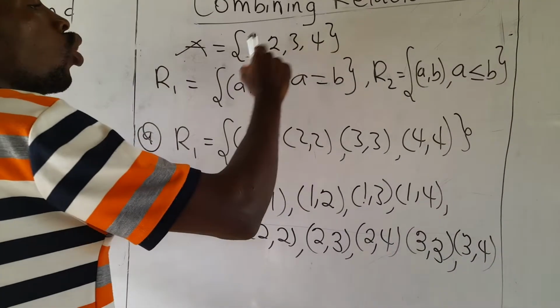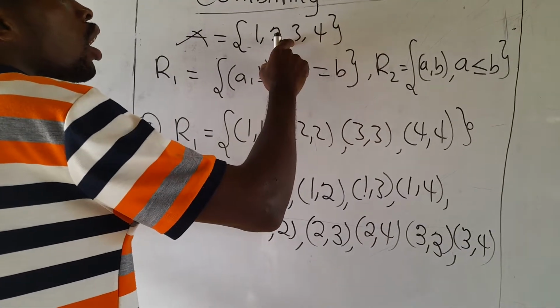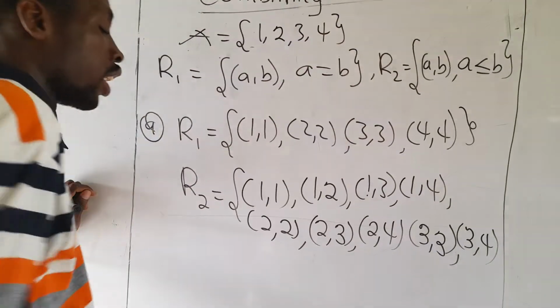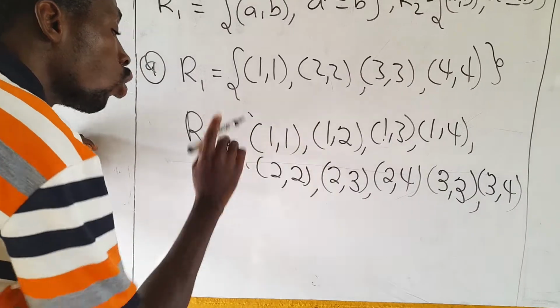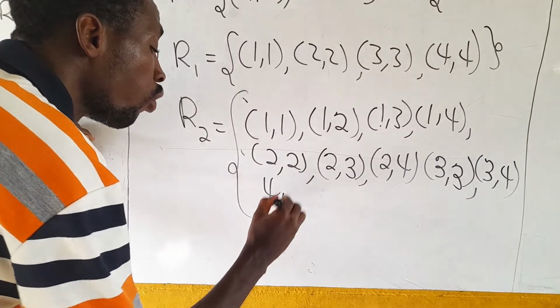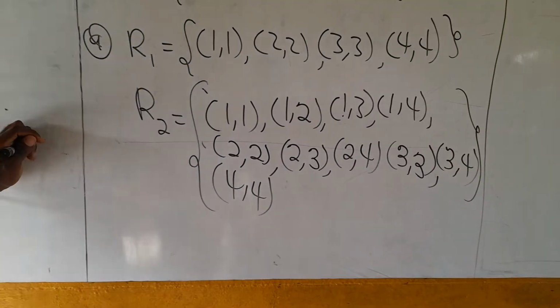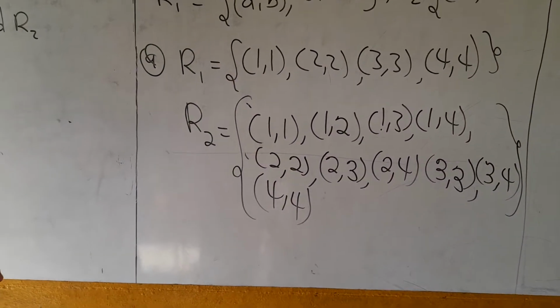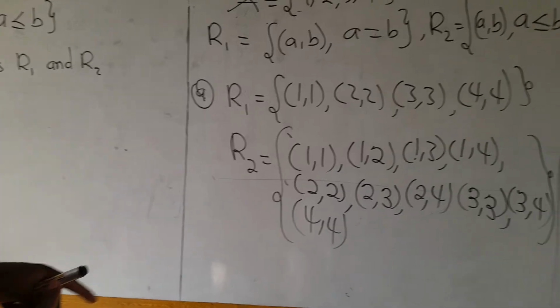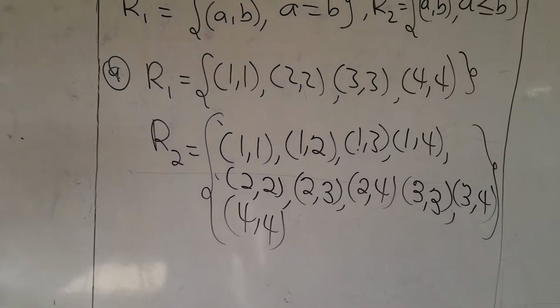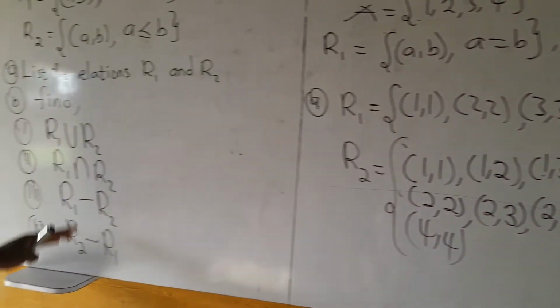Can we pair 4, 1? No. 4, 2, no. 4, 3, no. 4, 4, yes. Because 4 is equal to 4. You can pair 4, 4. Then this becomes the relation R2. Please check it well. Because when it is wrong, all this will be wrong.